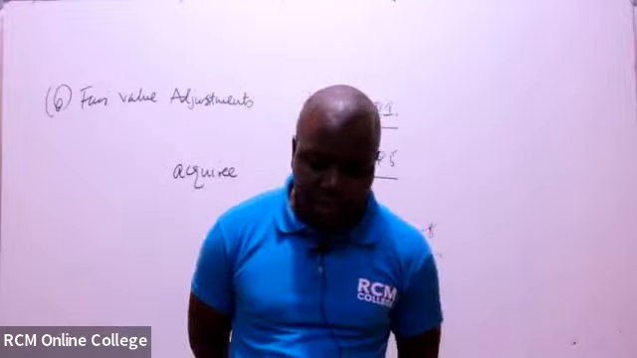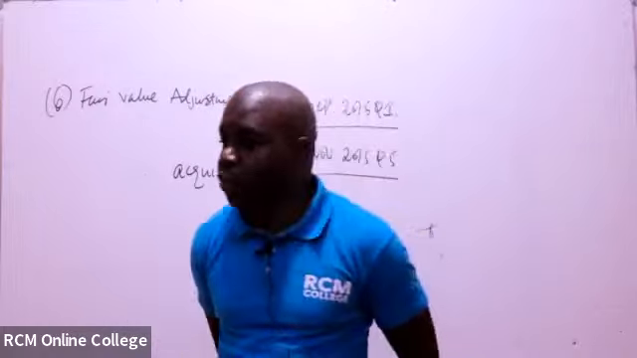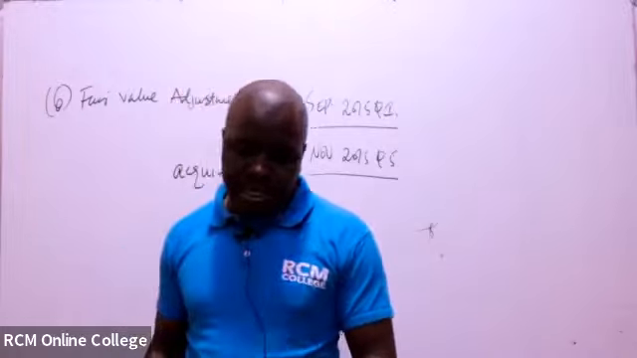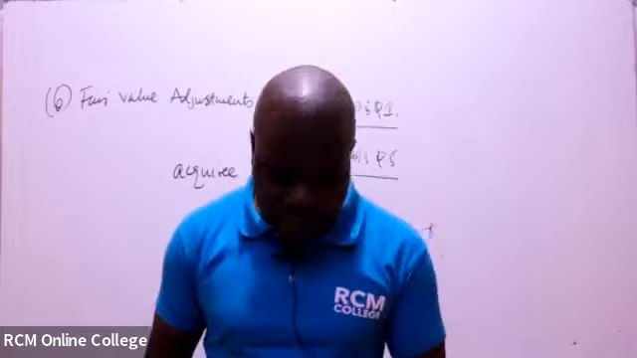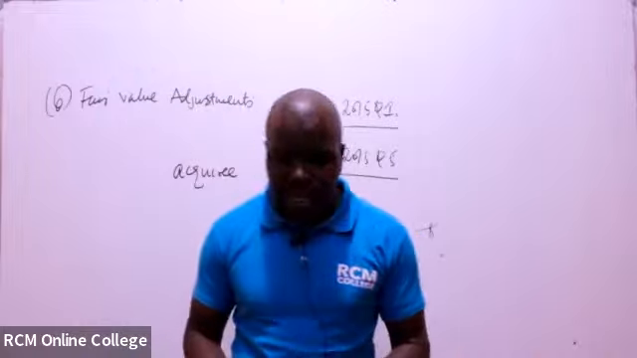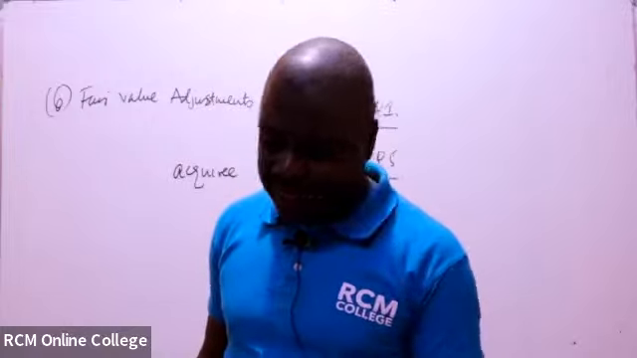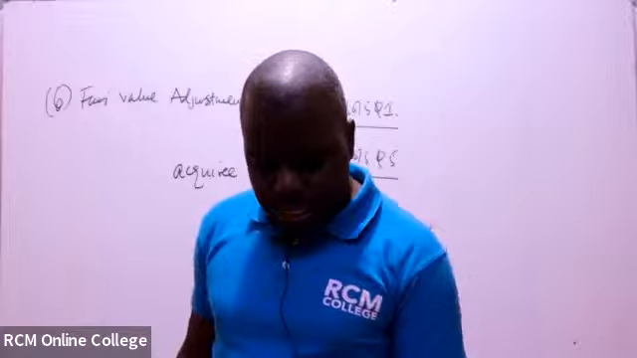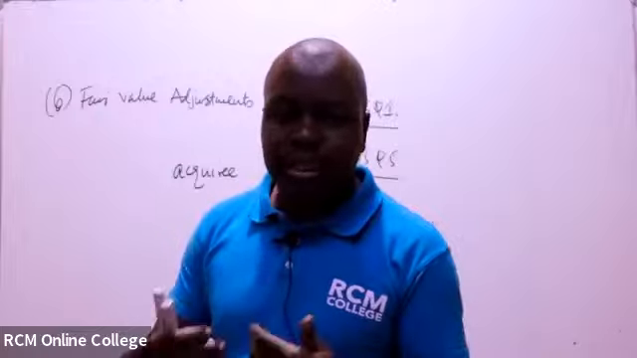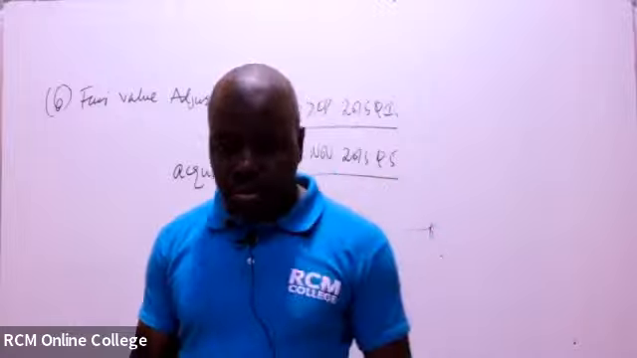IFRS 3 requires the identifiable assets and liabilities of the acquiree, the company being acquired, to be measured initially by the acquirer, the one acquiring, at their fair value at the date of acquisition. So that's what we said there. The things we've discussed here, when you do the questions, you will see how we squarely deal with them.